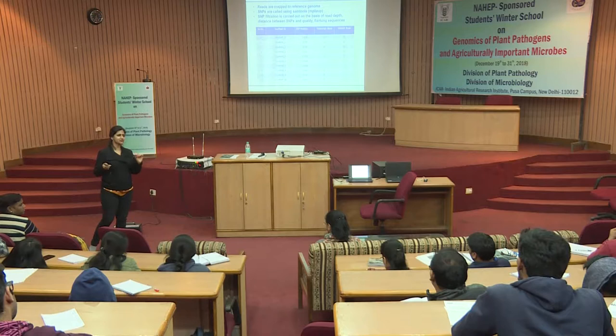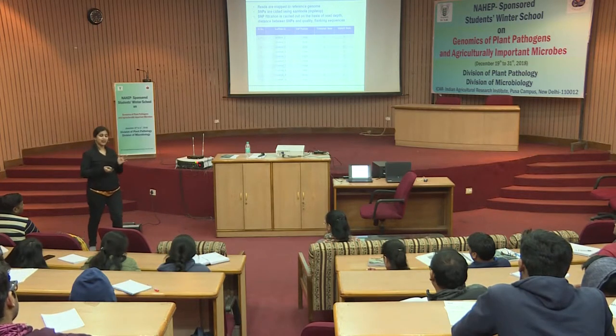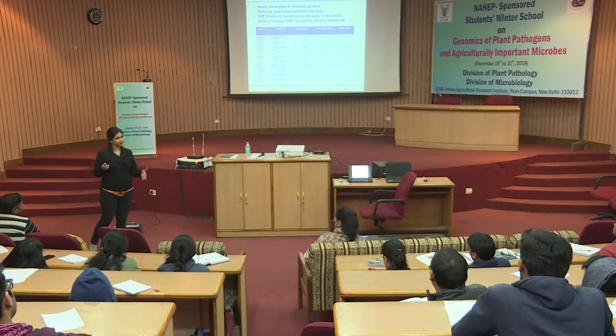Like in human cases, we take 3, 5, 8x. 8 is the minimum optimum wherein we can call an SNP. For plant cases, we will end up with lots of SNPs, so we go with 15, 20x and we identify.